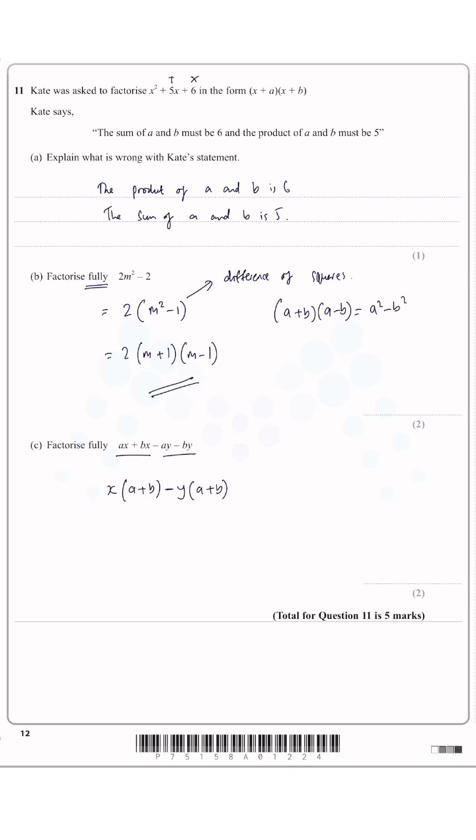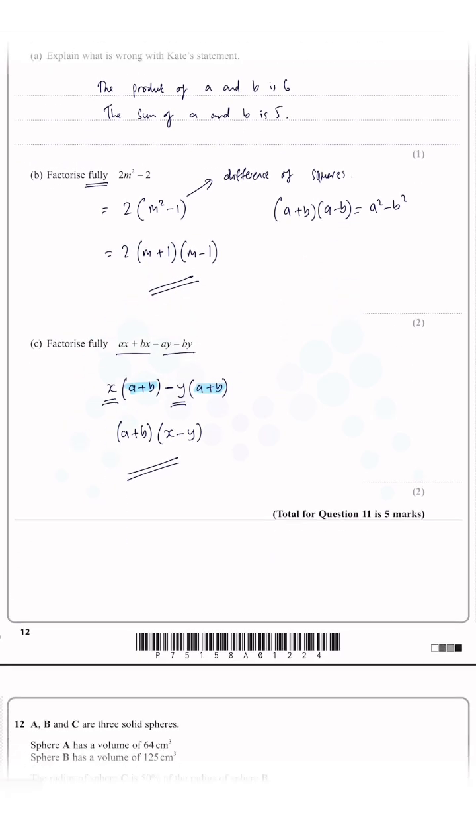Now, if you compare these two brackets as well, I've got exactly the same thing in both of the brackets. I could actually take a factor of a plus b out. So it's going to become a plus b, and whatever's outside in front of them two brackets is going to be the term inside my second bracket, so it's going to become x minus y, and that is your answer fully factorized.